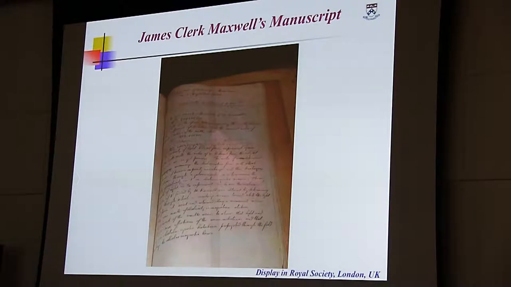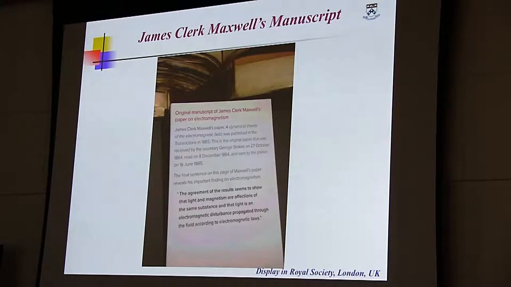And you notice the speed of light showing up right over here. And right next to it, there was an interesting historical description of this manuscript that he had submitted. And guess who was the editor of the Philosophical Transactions of the Royal Society who received this manuscript? George Stokes. You know, Stokes parameter. He was the secretary of the Transactions. Maxwell submitted it on October 27, 1864. It was read on December 8, 1864. And it went to the printer on June 16, 1865.